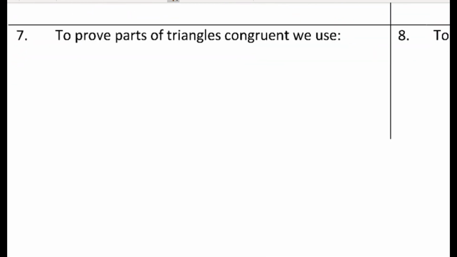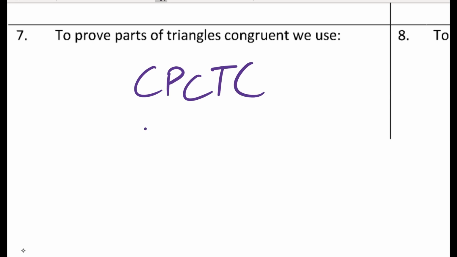Now, in order to prove that corresponding parts of triangles are congruent, remember we always use CPCTC. That stands for corresponding parts of congruent triangles are congruent. If you can't remember what that means, I would write it out every time, but for this video you'll see me use a lot of shorthand.